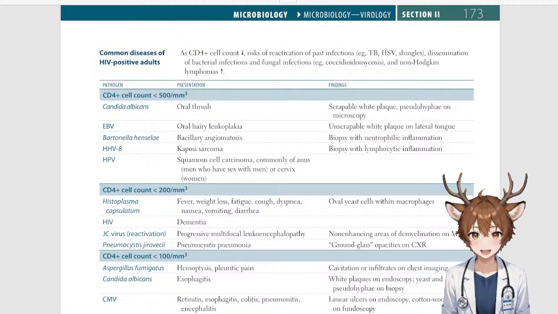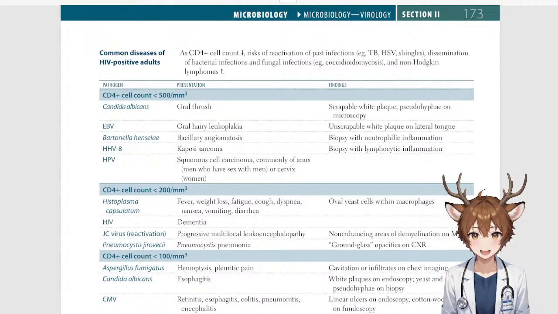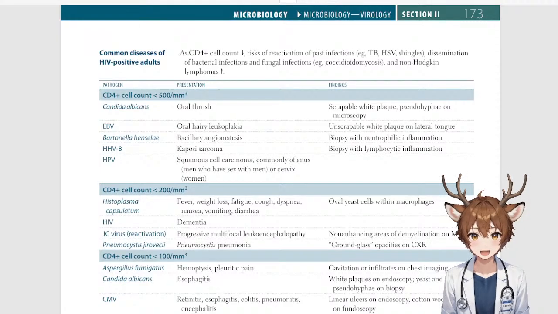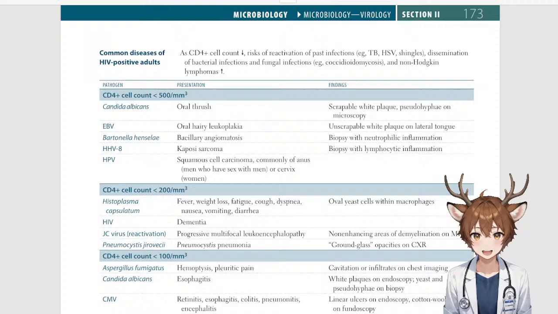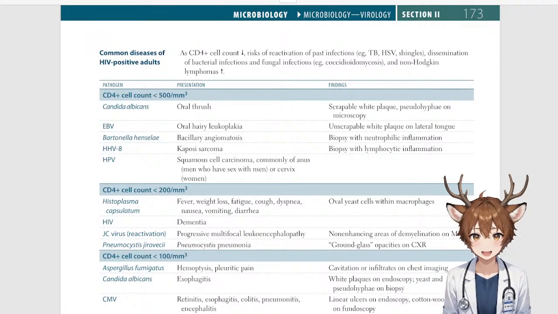What about HIV? Dementia, HIV-associated nephropathy, cerebral atrophy on neuroimaging. JC virus reactivation, progressive multifocal leukoencephalopathy. That would be PML, by the way. It shows non-enhancing areas of demyelination on MRI. What about HHV8? Kaposi sarcoma, disseminated disease, pulmonary, GI, lymphatic.